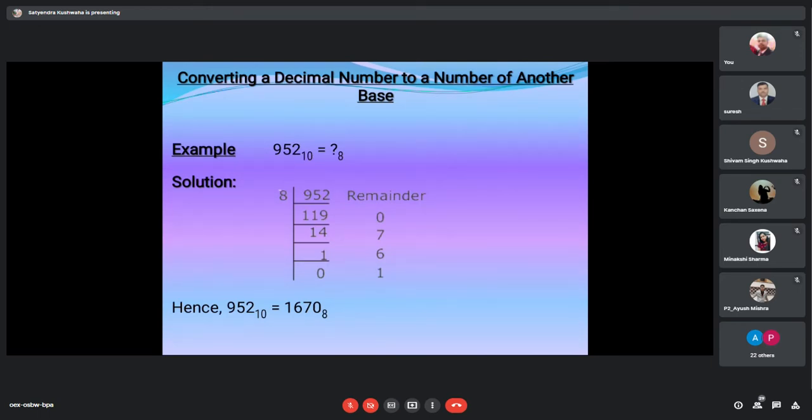Now there is another example which shows how to convert a decimal number to another base. Here it is written the number 952 base 10, and we have to convert it to base 8.